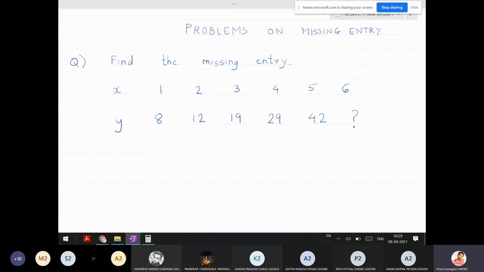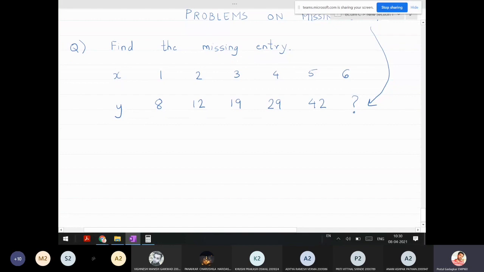Okay, so now we will see problems on finding the missing entries. So look at this data. Your x is varying from 1 to 6. X is 1, 2, 3, 4, 5, 6. And y is 8, 12, 19, 29, 42, and that last entry is missing. So this is the missing entry that we actually want to find.